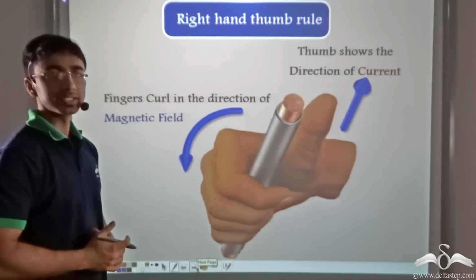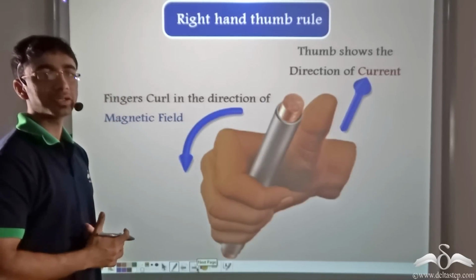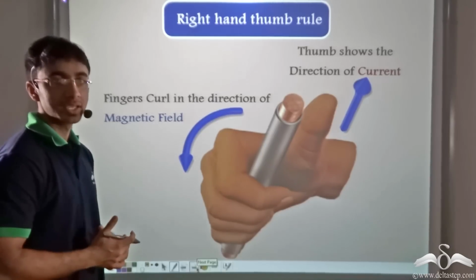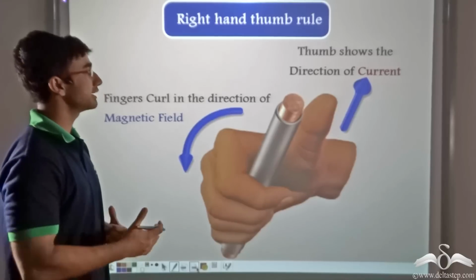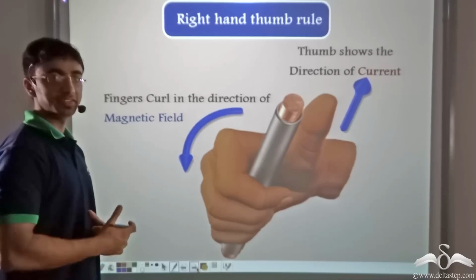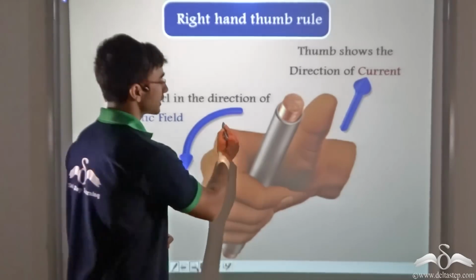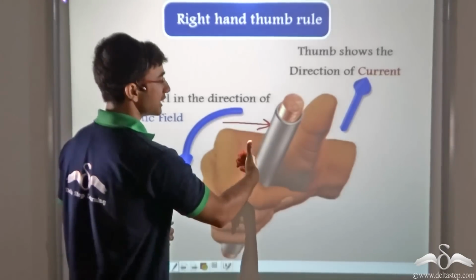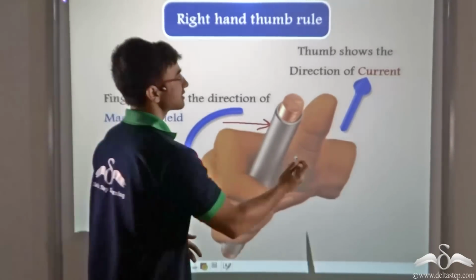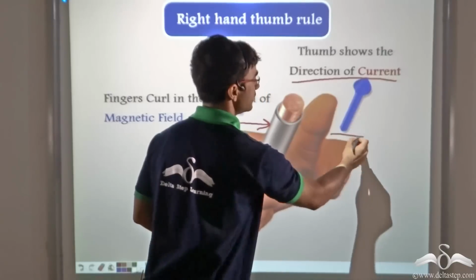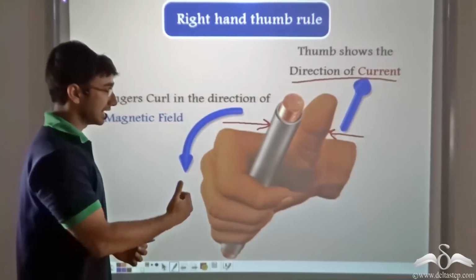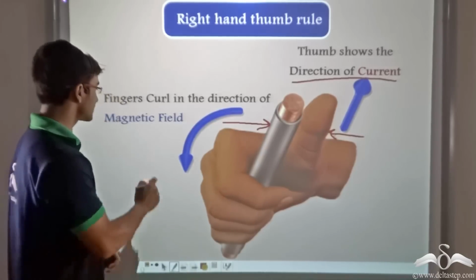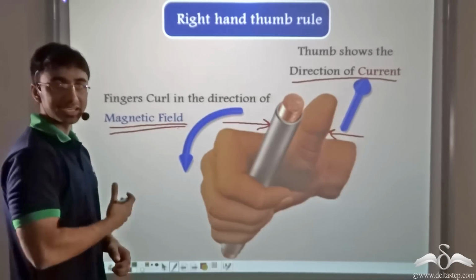So now you might be wondering that it is very inconvenient to find out the pattern of magnetic field lines with the help of such an elaborate experiment. Now there is a simpler way by which we can find out the direction of magnetic field. Now if we hold the current carrying conductor in the manner as you can see in the picture, such that the direction of current is given by our thumb, then the direction in which the other fingers will be curling around the conductor will give us the direction of the magnetic field.